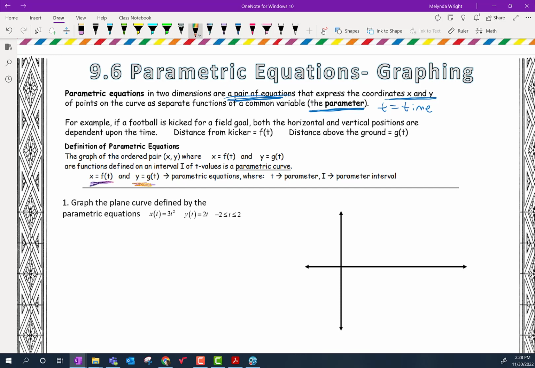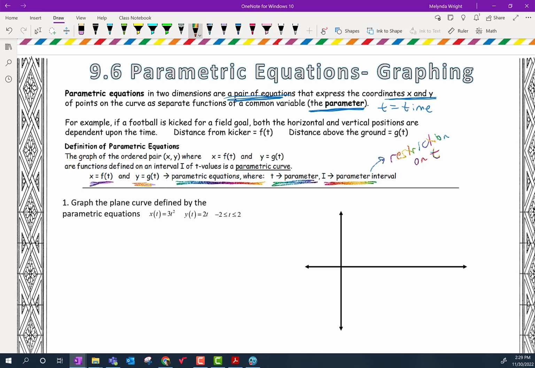We're doing vocabulary right now. They're called parametric equations. t is called the parameter. And that capital I, they're calling it the parameter interval. That is basically our restriction. It's the restriction on the variable t.